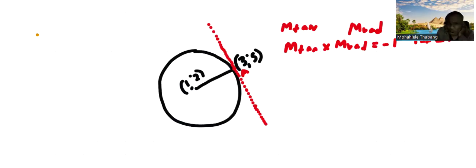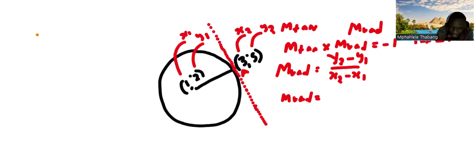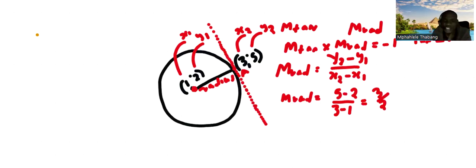So let me find M of a radius, which will help me in finding the M of tangent. I will say y2 minus y1 over x2 minus x1, the gradient of a radius. Let me take this to be my y2, this to be my x2, this to be my y1, this to be my x1. Remember, this is a radius because this is the center point. So you say 5 minus 2 over 3 minus 1, which is 3 over 2. So the gradient of a radius is 3 over 2.